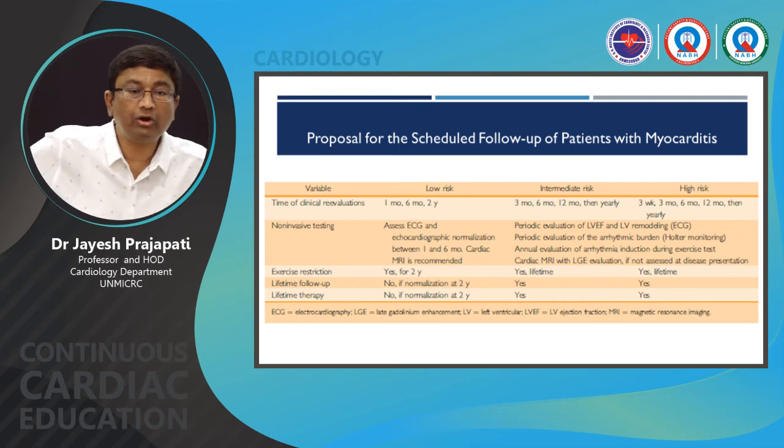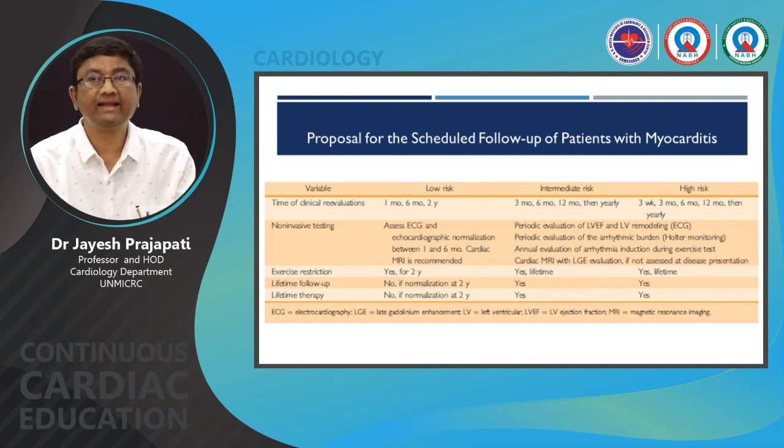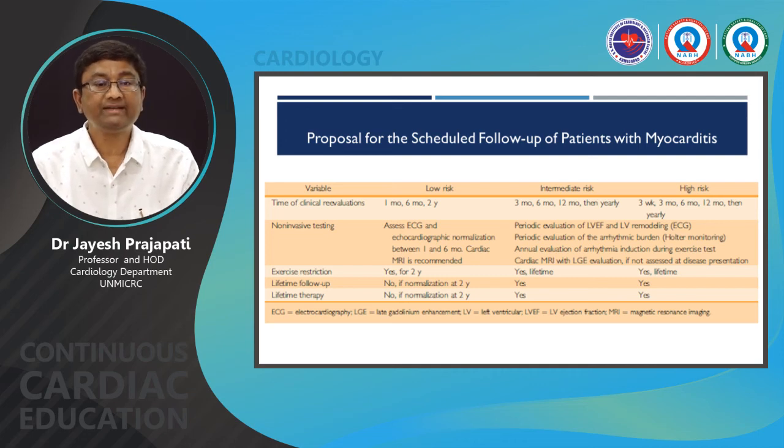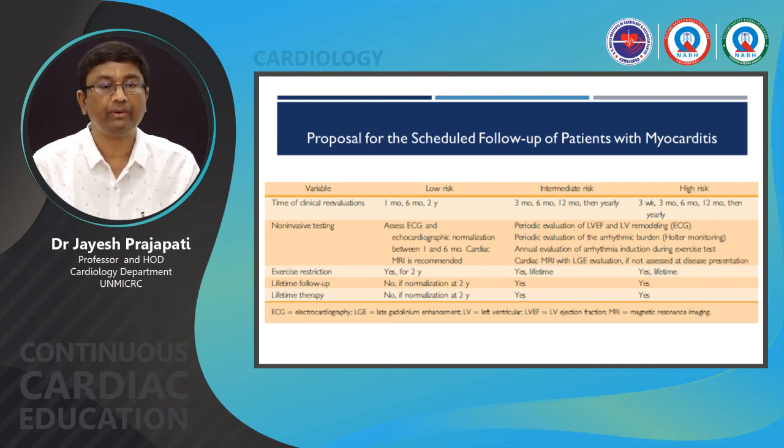And how should we follow this patient? Suppose the patient has recovered, how often should the patient be called for follow-up? It depends on low risk, intermediate risk and high risk. A low risk patient is followed at 1 month, 6 months and 2 years. A high risk patient at 3 months, 6 months, 12 months, then yearly. So for high risk there should also be yearly follow-up.